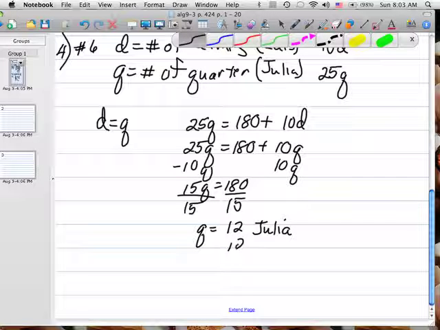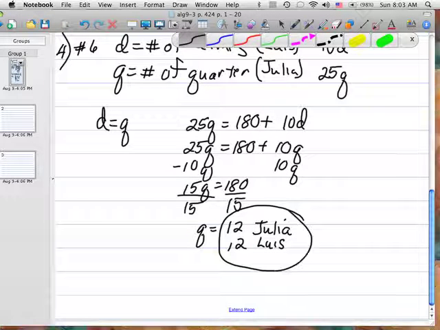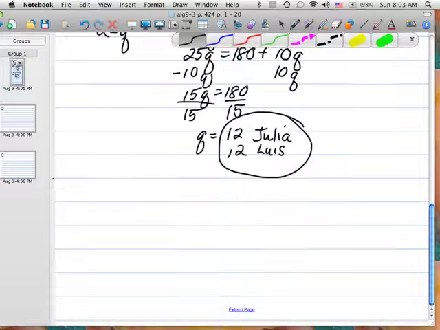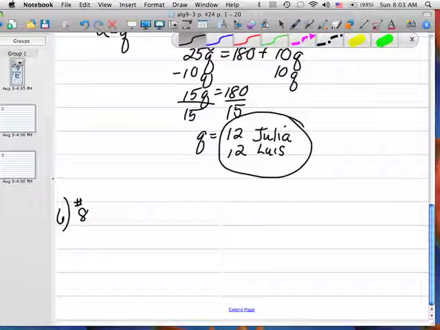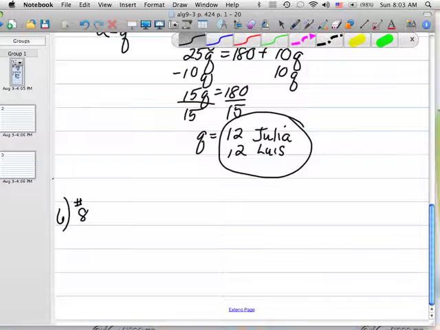Which is also the number of coins for Louise. Problem number 6 would be number 8 on the oral exercises. It says Annette and June bowled together and had a combined score of 425. June's score was 25 less than Annette's score.